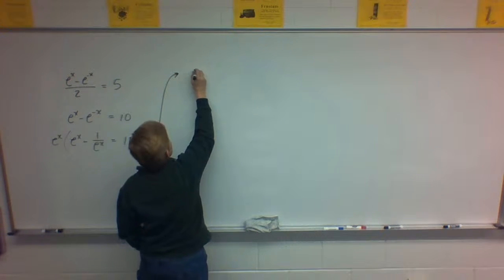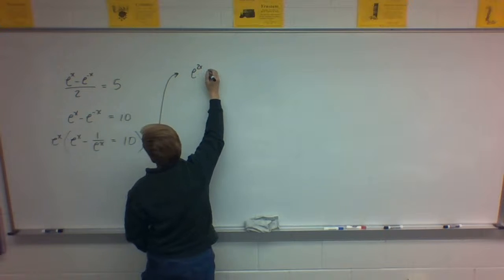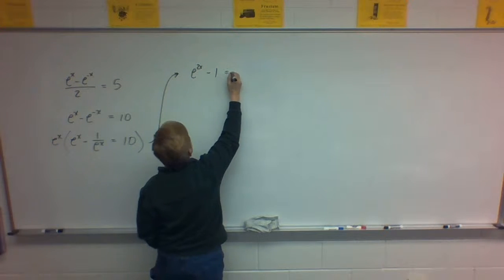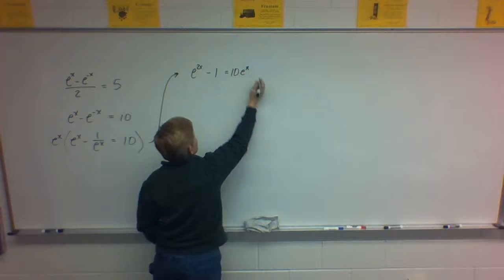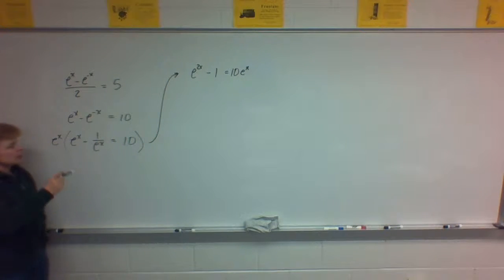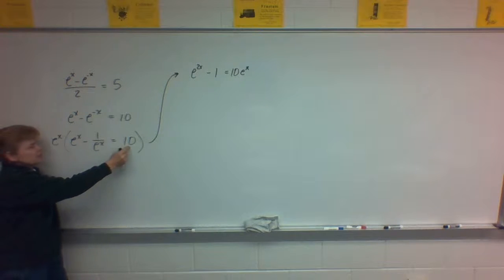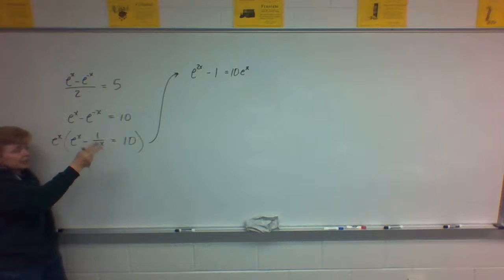We get e to the 2x minus 1 equals 10 e to the x. Because when you multiply two things with the same base, you add the exponents, and x plus x is 2x. And then e to the x times 1 over e to the x is 1. That's why we did it, right? They canceled. And then e to the x times 10, that can't be handled in any way, so it's just 10 e to the x. You okay? Everybody?